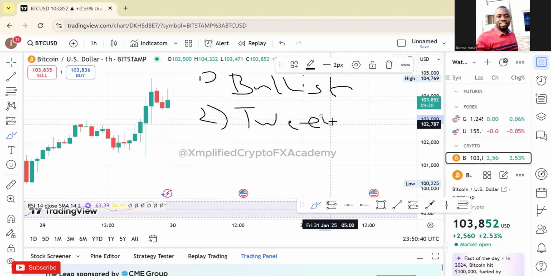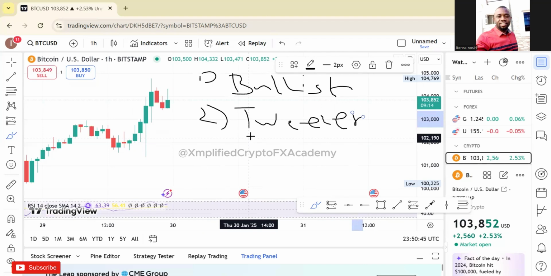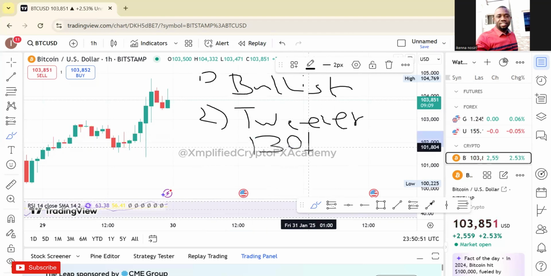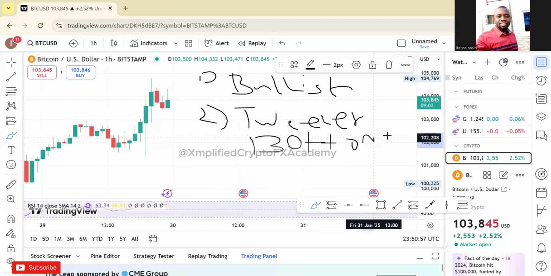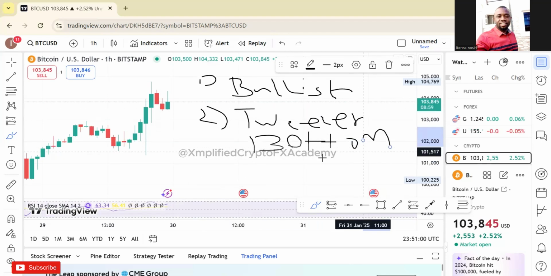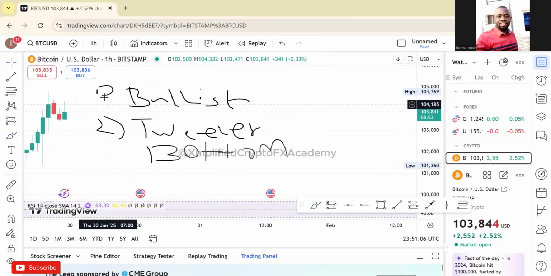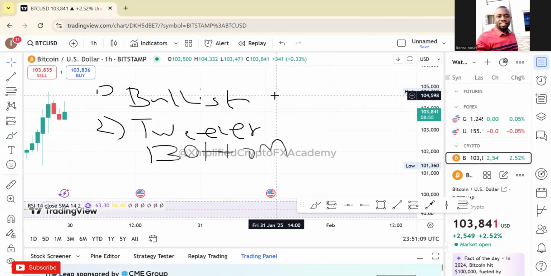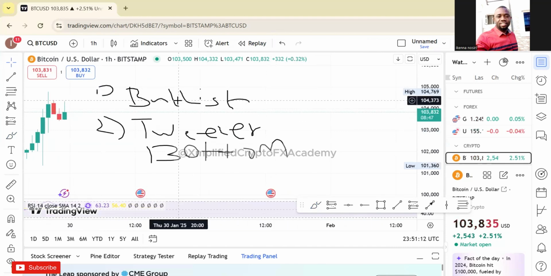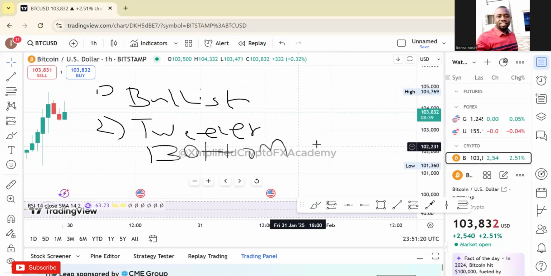Tweezer bottom. Okay. All right. So when you begin to see these guys now, what should come to your mind is, okay, I've written one here. One, bullish engulfing. Engulfing will take this space, but just know that bullish engulfing candlestick pattern. Then tweezer bottom candlestick pattern.